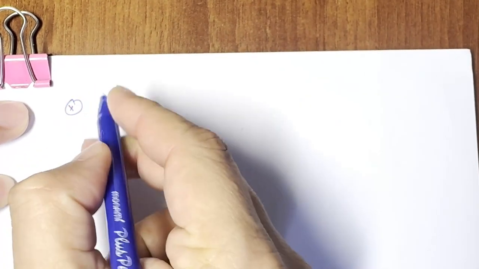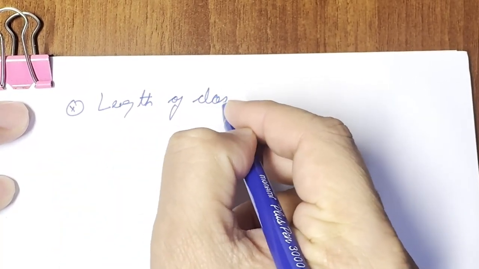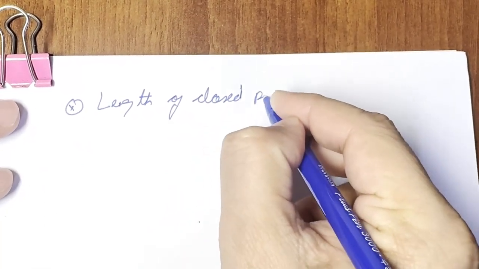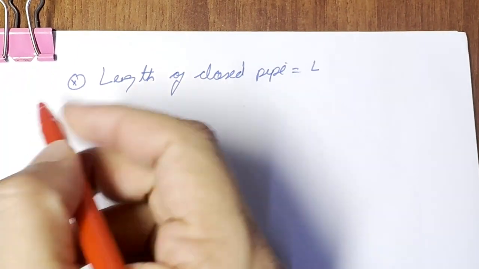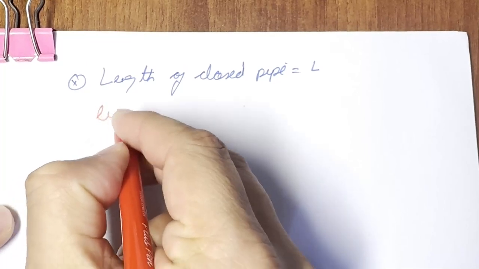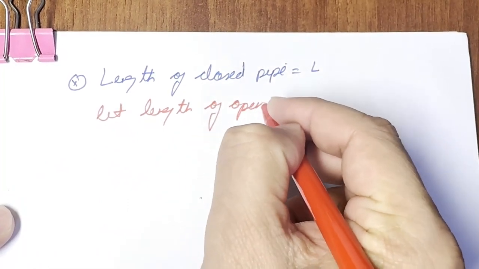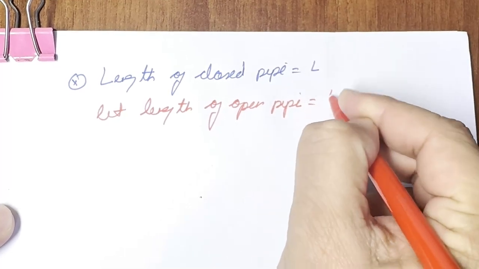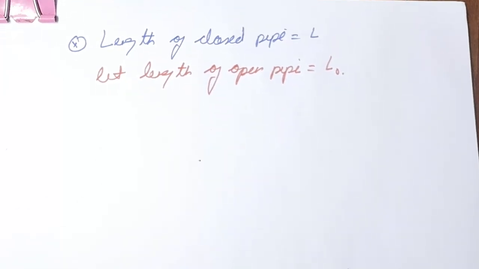We are given the length of closed pipe is equal to L, and we assume that the length of open pipe is L naught. So let the length of open pipe be L naught, and it is also given that both are vibrating in their first overtone.